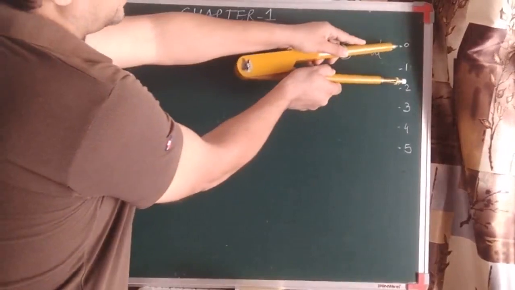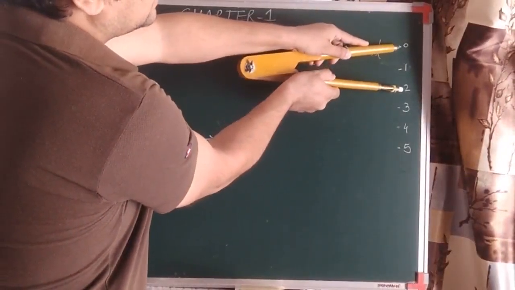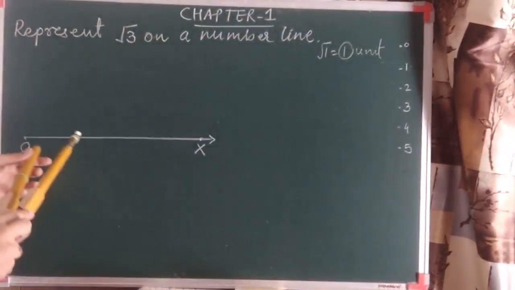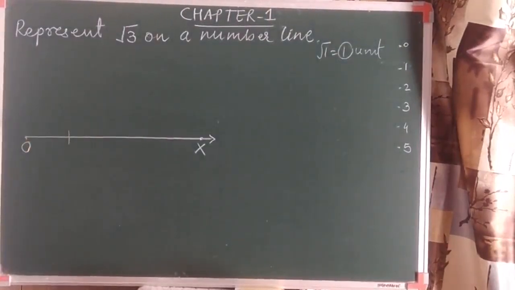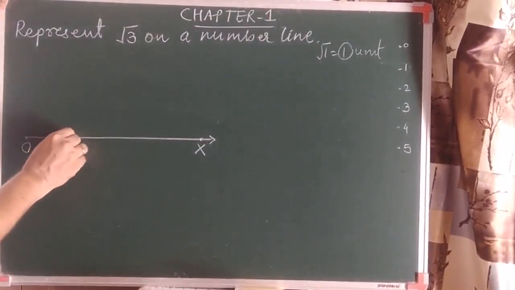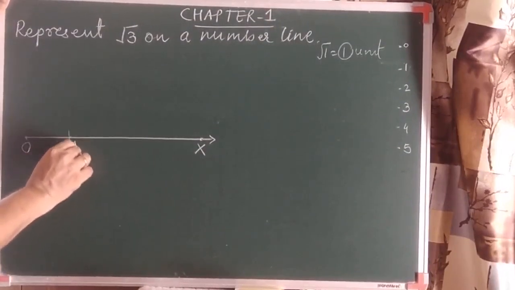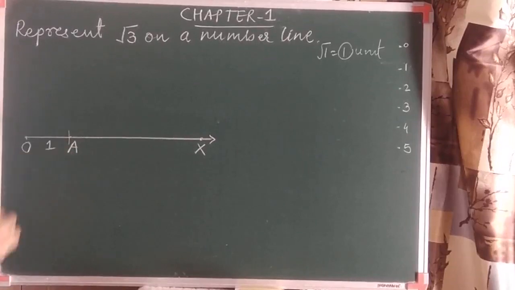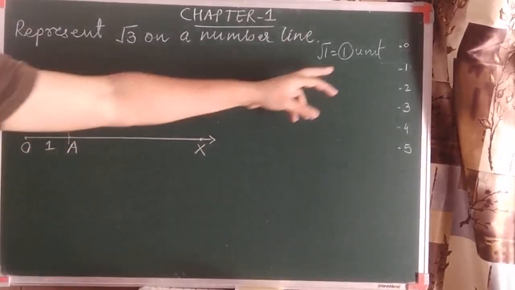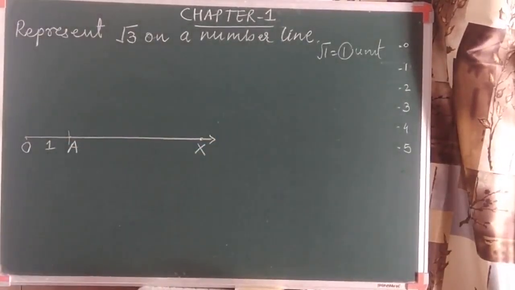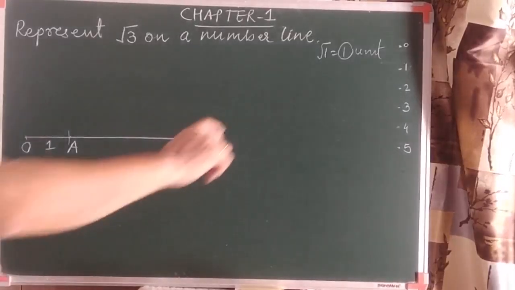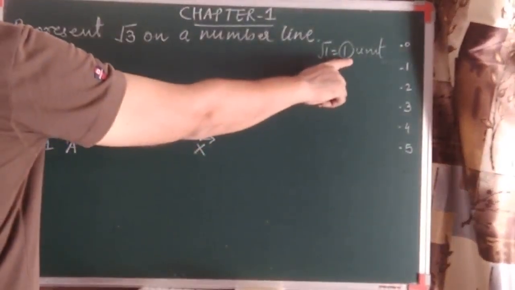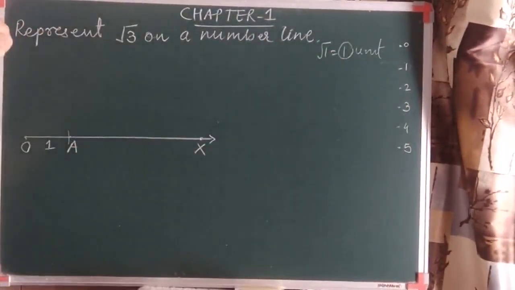You can take it with the help of a scale also. I'll take it with the help of a rounded compass. This is where I obtain the point, and remember, it is 2 centimeter, but how much unit is it? 1 unit. Is it clear? I have written 1, which is a unit. Why I have taken 1, I explained. We'll see more examples to understand.